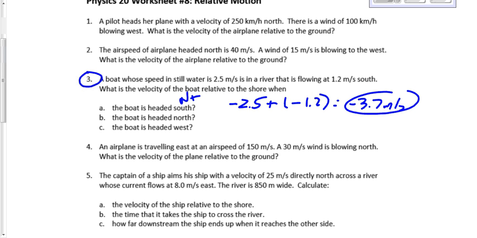Boat's going 2.5 to the south, current's going 1.2 to the south. How fast am I going? 3.7 to the south. Got it?